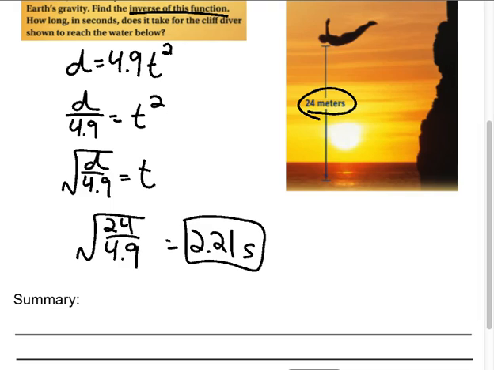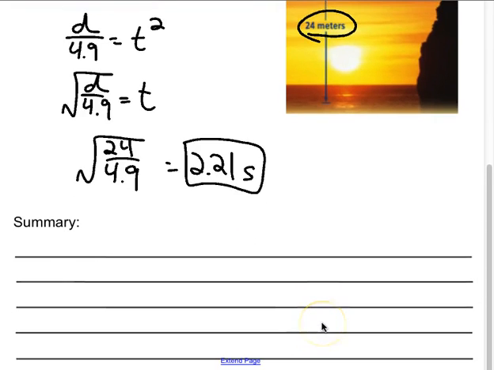All right, so again, a lot of good stuff today as we talk about inverses and relating them to compositions of functions. So now that you're done, I'd like you to write your summary for me and then come back ready to do your practice work in class.